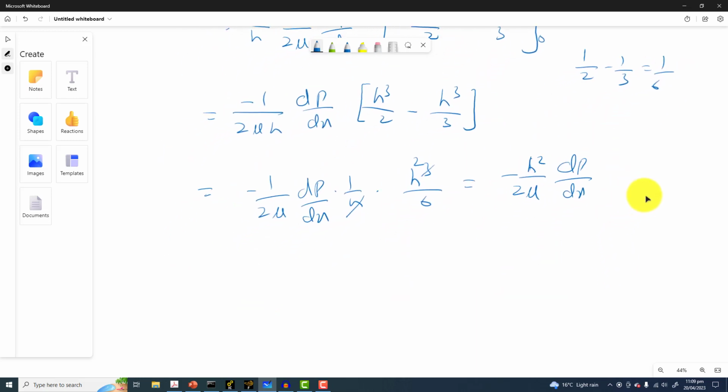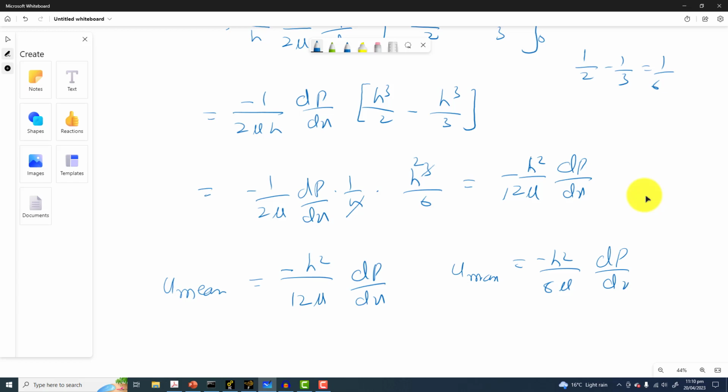So u mean is equal to 1 upon 2, and also we have the 6 here, so this will be equal to 12. So minus h square upon 12 mu dp by dx. And u maximum was equal to minus h square upon 8 mu and dp by dx.